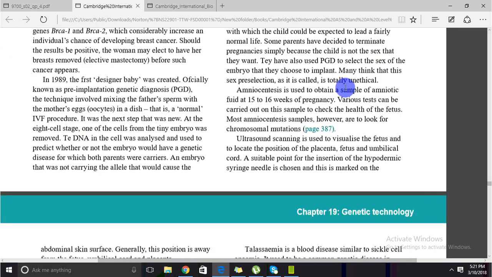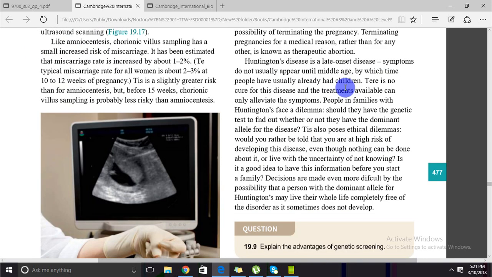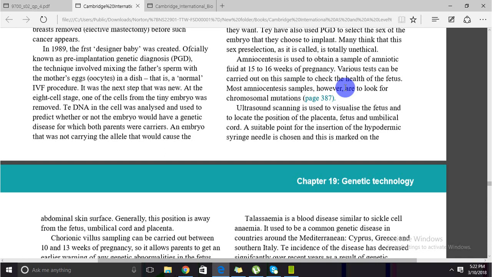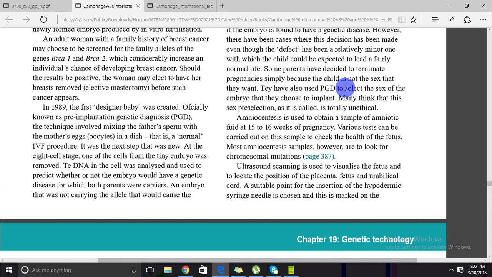And let's talk a little more about amniocentesis and chorionic villus sampling. Amniocentesis is used to obtain a sample of amniotic fluid at 15 to 16 weeks of pregnancy, so about the fourth month. Amniotic fluid is extracted, and the test can be carried out on the sample to check the health of the fetus. Most amniotic samples are used to look for chromosomal mutations.